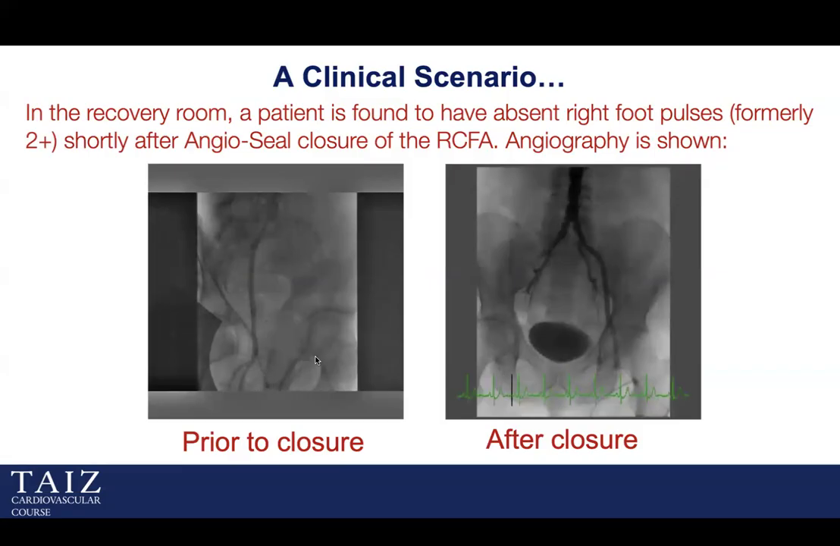Clinical scenario here, from several years ago: a patient underwent a diagnostic angiogram from the right femoral access, and they used an Angio-Seal. At the end of the case, after the patient went to the recovery area, the nurse did not feel the pulse in the foot, and the patient had a normal pulse before. And as you notice here, the whole external iliac and the femoral is gone.